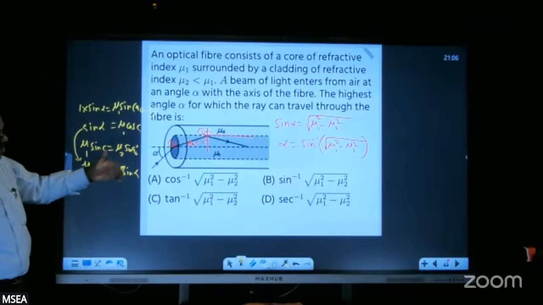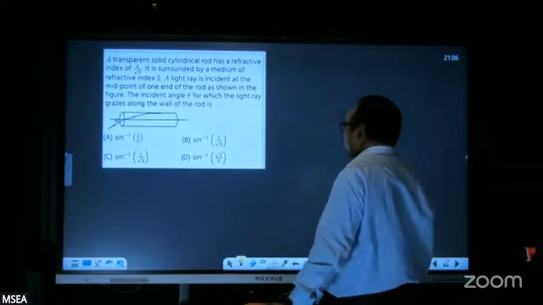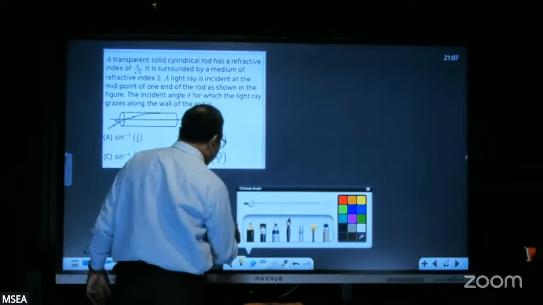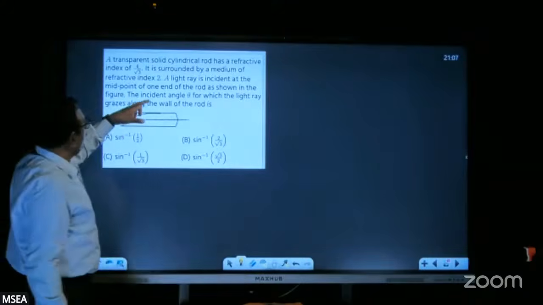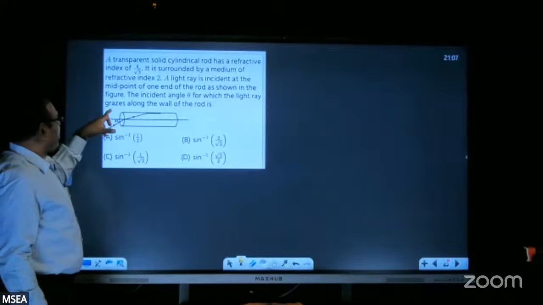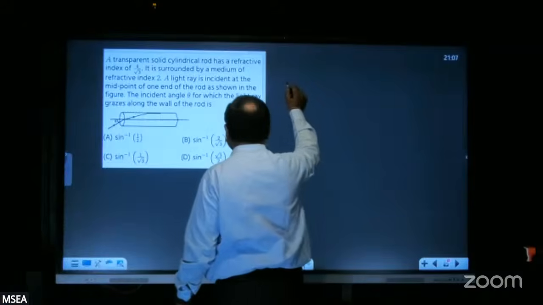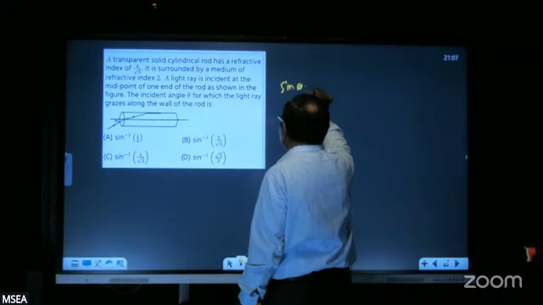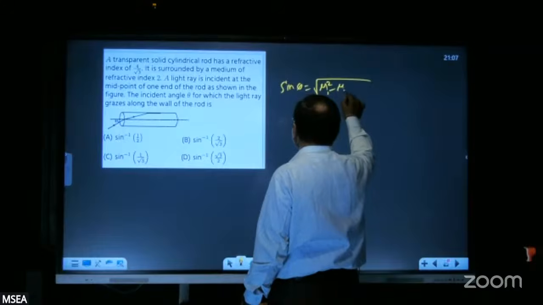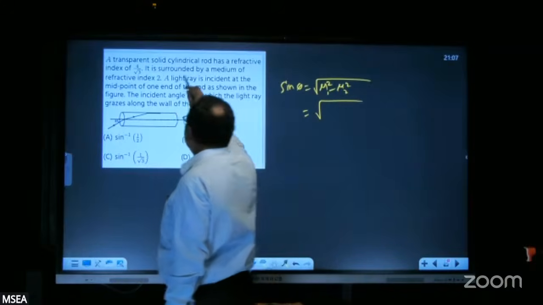Then we go to the next question. Let us take this one, and after that we come back again. So let us see what the question is. What should be the angle theta, for which the light ray grazes along the wall and should not come out? Then we can take sine theta equal to under root of mu1 square minus mu2 square.